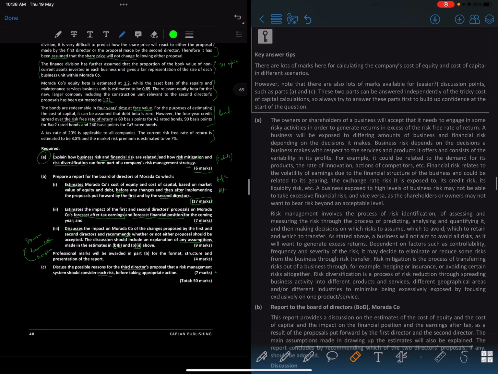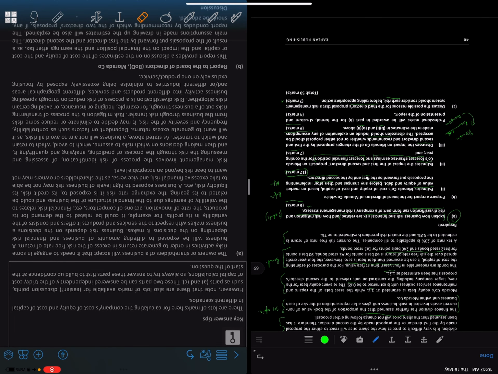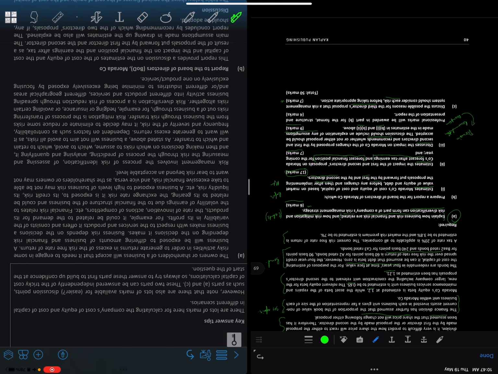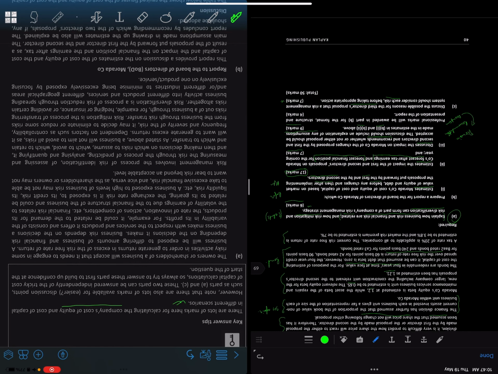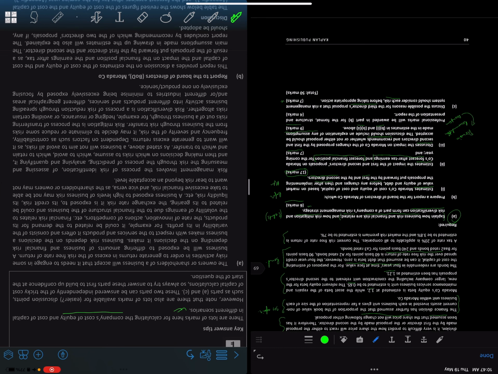Okay, so answering tips, let's go from there. What do the examiners have to say? A lot of marks for calculating the company's cost of equity and capital in different scenarios. That's correct. However, note that there are also marks available for easier discussion points, such as parts A and C. The discussion section is there, and these two parts can be answered independently of the tricky cost of capital calculations, because we are discussing the impact. So always try to answer these parts first to build up confidence.